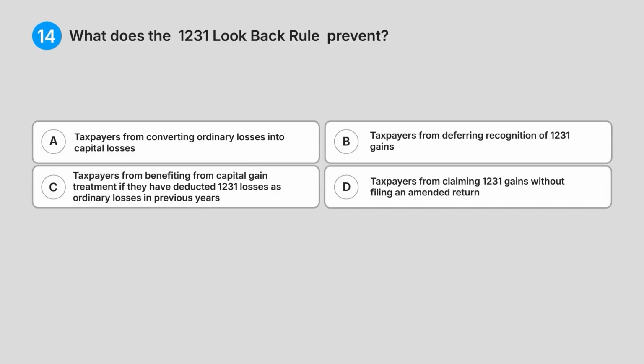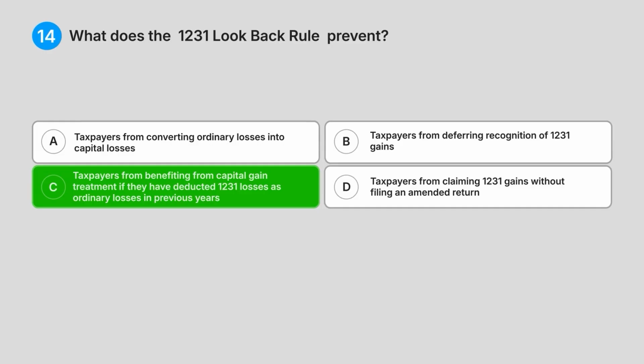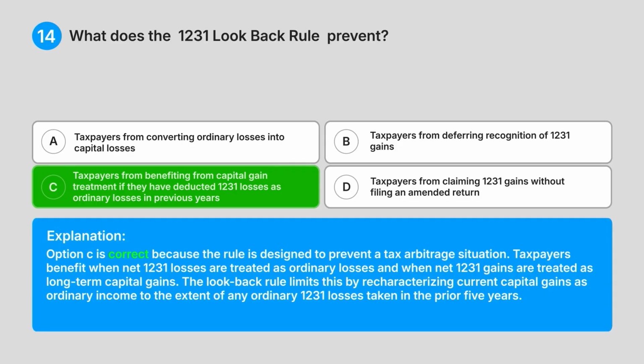Correct answer. C. Taxpayers from benefiting from capital gain treatment if they have deducted 1231 losses as ordinary losses in previous years. Explanation. Option C is correct because the rule is designed to prevent a tax arbitrage situation. Taxpayers benefit when net 1231 losses are treated as ordinary losses and when net 1231 gains are treated as long-term capital gains. The look-back rule limits this by recharacterizing current capital gains as ordinary income to the extent of any ordinary 1231 losses taken in the prior 5 years.